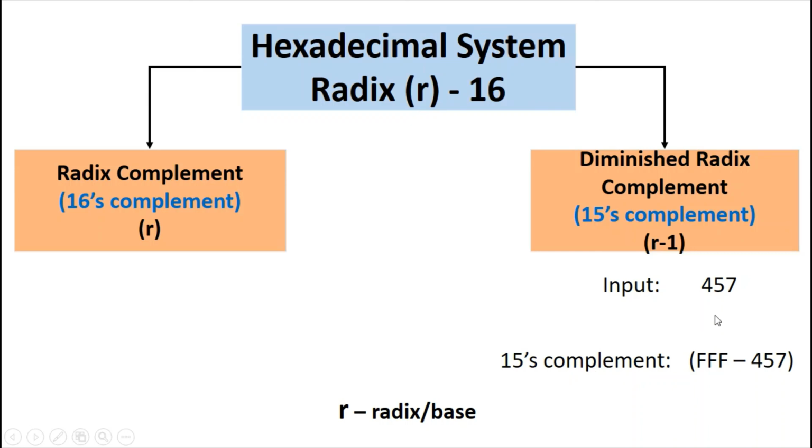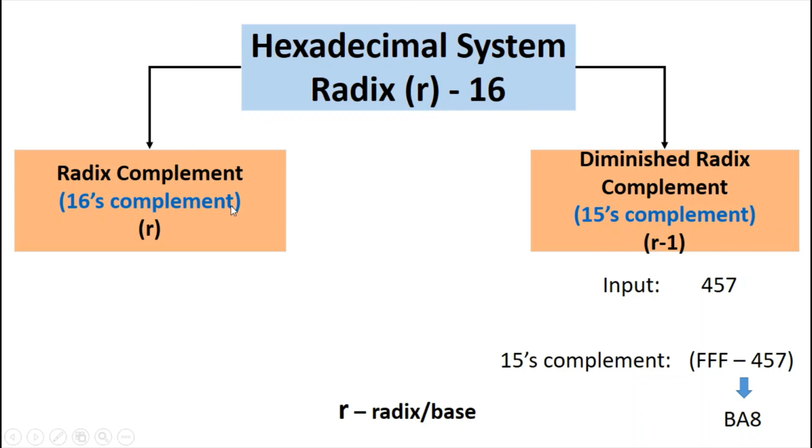For the 15th complement, since this is a 3-digit number, we subtract from 15 three times. In the hexadecimal system, 15 is represented as F. So we write F three times minus 457, and in that way we get BA8. This BA8 is written in the hexadecimal system. That is the diminished radix complement of input value 457.